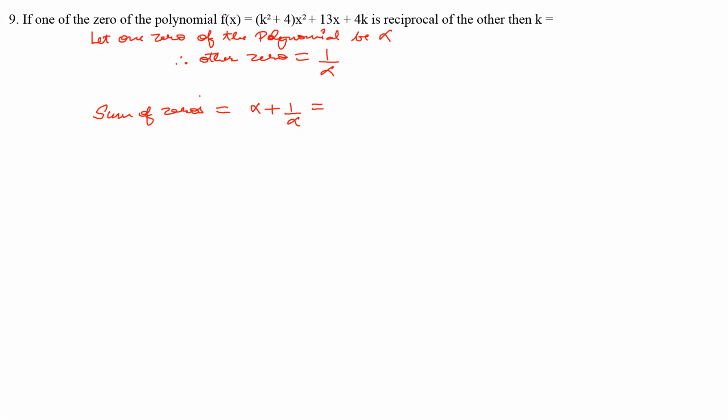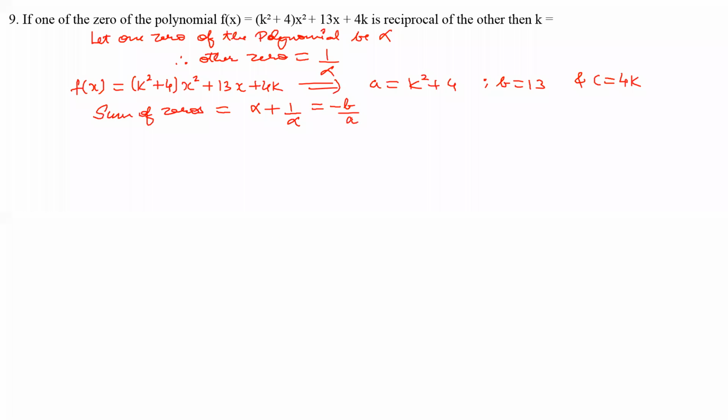So the given polynomial, what will you do first, compare it with the general form. So k square plus 4 in bracket x square plus 13x plus 4k, you will compare this with the general form, then you will get the value of a as k square plus 4, the value of b as 13 and the value of c as 4k. Okay, someone has taken only 4, you will have to take 4k. Okay, the value of c will be 4k.